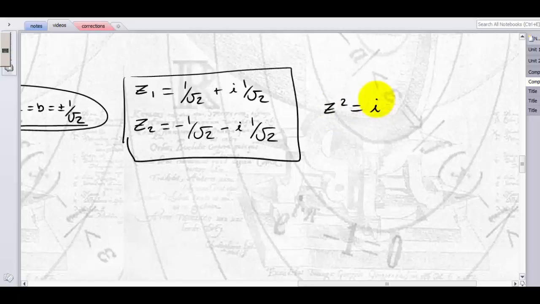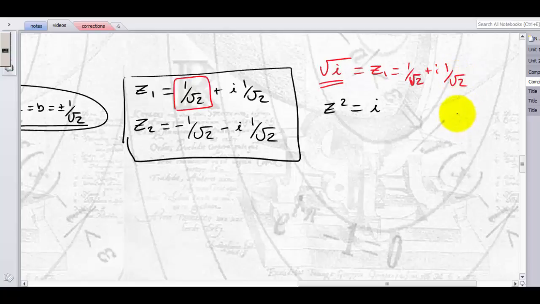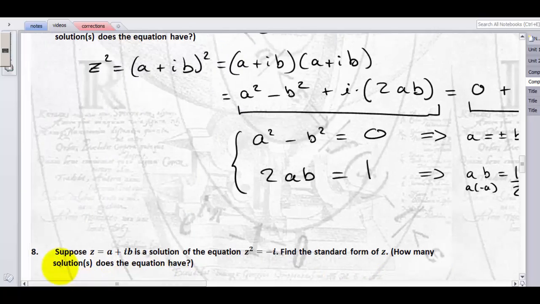Let me also tell you something else. The one with the positive real part, we have a notation for this one. It's called the square root of i. The square root of i is z1, the one that has a positive real part. We're going to need that in, I think, notes 32. So this one is called the principal square root of i, and the other one is not called the principal square root of i. That's all. So this one was a little bit more complex. I'm going to let you do the next example, which is example number 8.